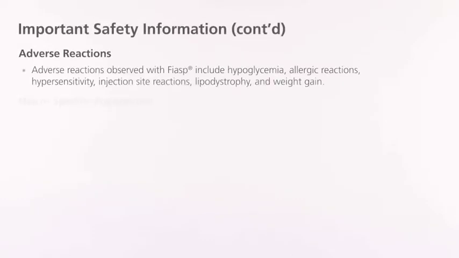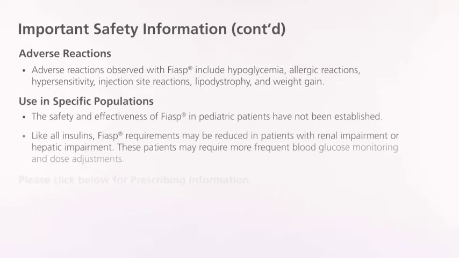Adverse reactions. Adverse reactions observed with Fiasp include hypoglycemia, allergic reactions, hypersensitivity, injection site reactions, lipodystrophy, and weight gain. The safety and effectiveness of Fiasp in pediatric patients have not been established. Like all insulins, Fiasp requirements may be reduced in patients with renal impairment or hepatic impairment. These patients may require more frequent blood glucose monitoring and dose adjustments.